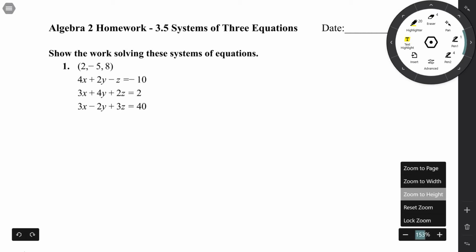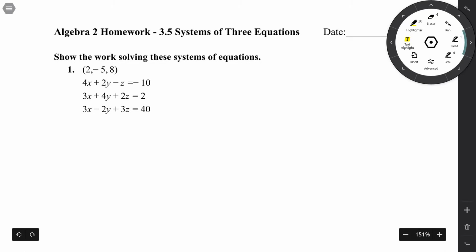So the first thing I'll do is look at my numbers. 4 and 3: to get these to have the same absolute value, I would have to multiply the 4 by 3 and the 3 by 4. That's going to make some pretty big numbers, so I don't want to do that unless my other options aren't very great. I would have to get the 2z up to 6z, this 3z up to 6z, and then multiply this whole top equation by 6. I don't really want to do that either, but you absolutely can.